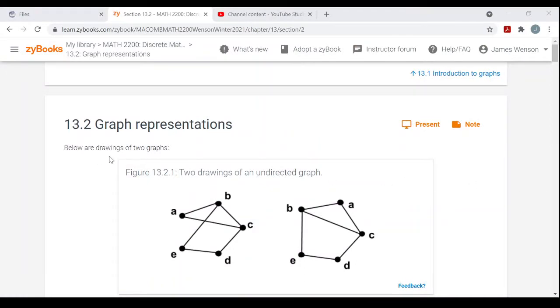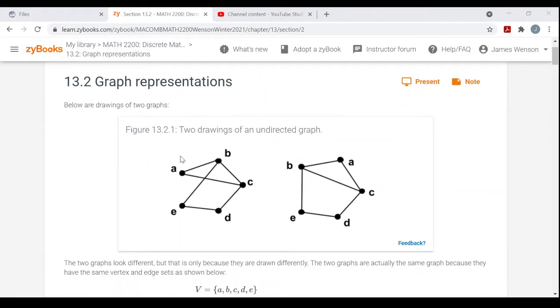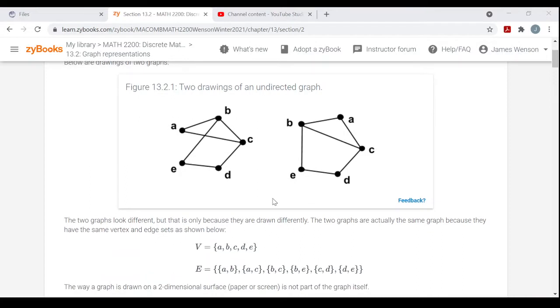So below are drawings of two graphs. Two undirected graphs, right? No arrows, just edges between vertices. And it's simple, right? There's no self loop. There aren't any parallel edges. These are simple undirected graphs.